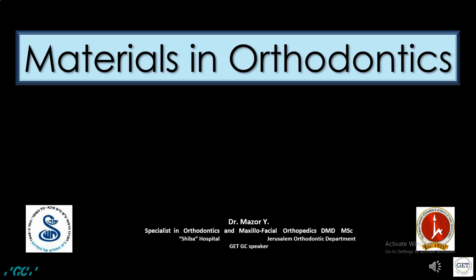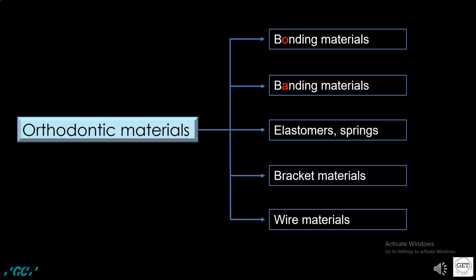In this webinar, we will discuss the most common materials used in the everyday orthodontic clinic. There are 5 major groups of materials. Bonding materials to bond brackets and other attachments on natural or covered teeth. Banding materials to bond bands on teeth. Different types of elastomeric and springs as active force elements, brackets and wires.